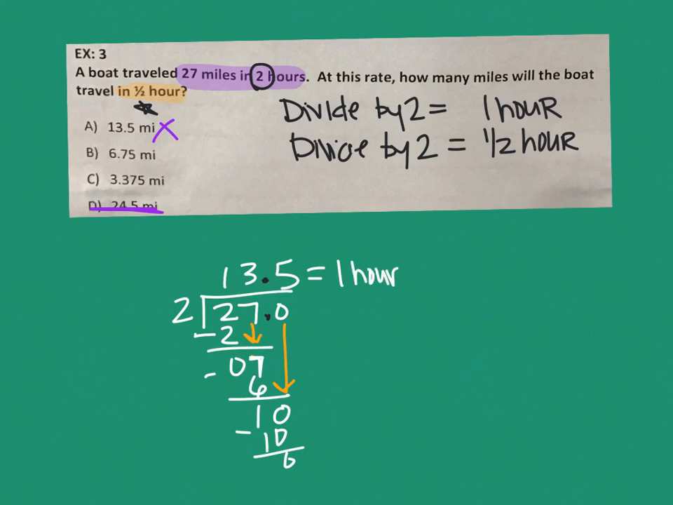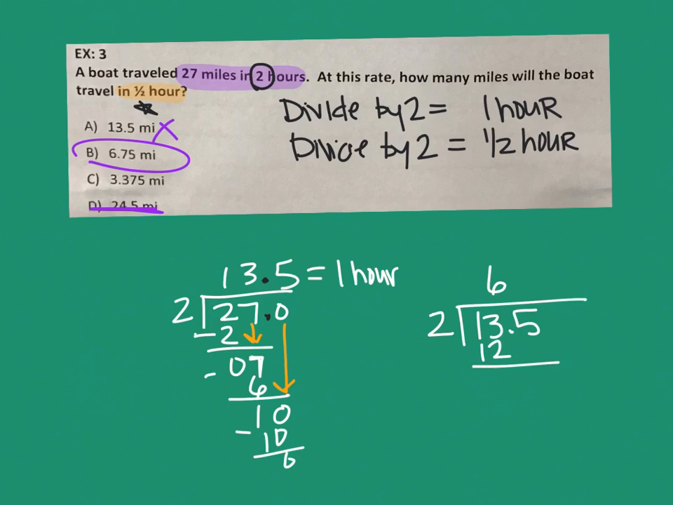We want half an hour of time. So we said divide again by 2. 13.5 divided by 2 one more time. So 2 goes with 13 6 times. That's 12. I know now my answer is going to start with 6. So I could say that that was the right answer.